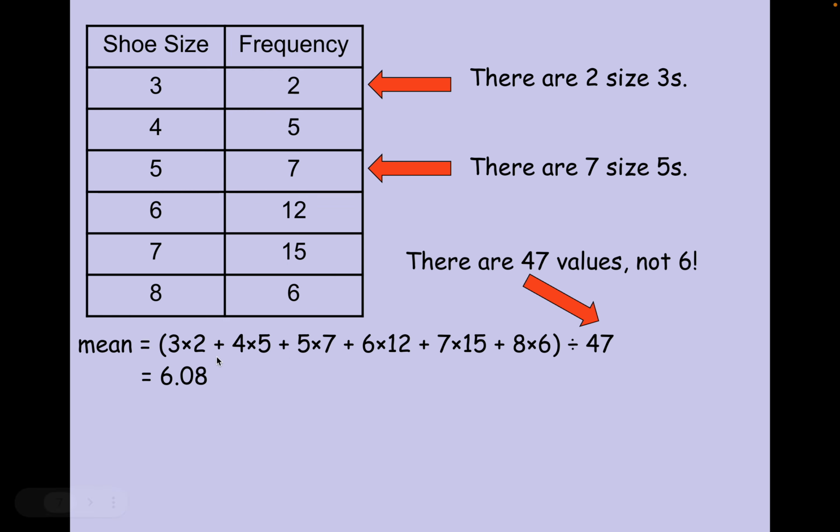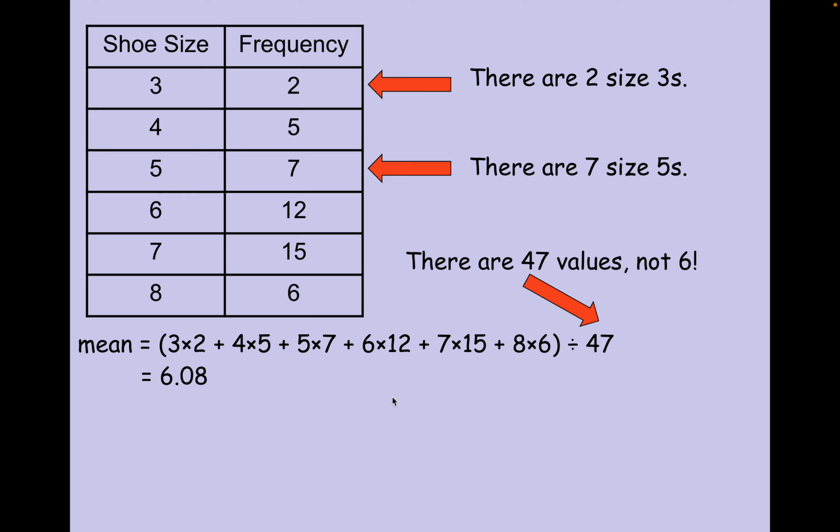So when we are calculating the mean, don't forget 3 times 2, plus 4 times 5, and so on, and then divide it by the number of data, which is 47. And if you do the calculation correctly, it should be 6.08 in this case.